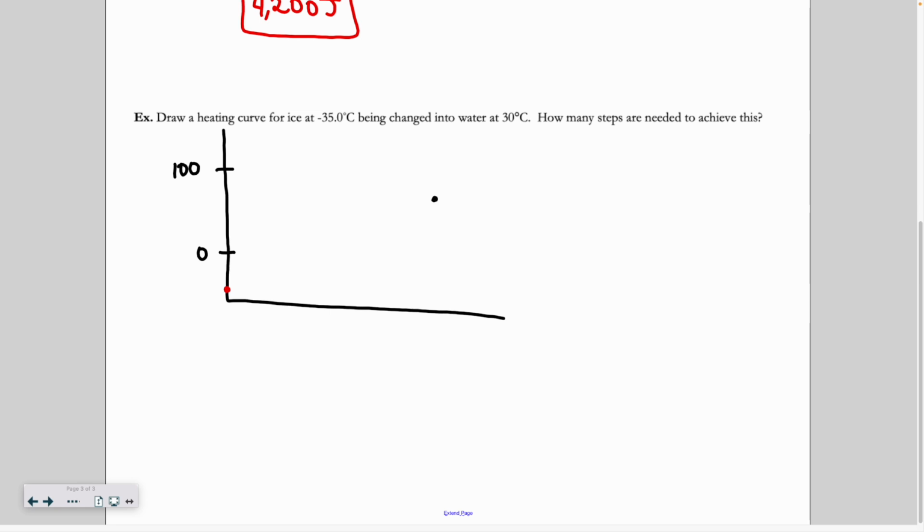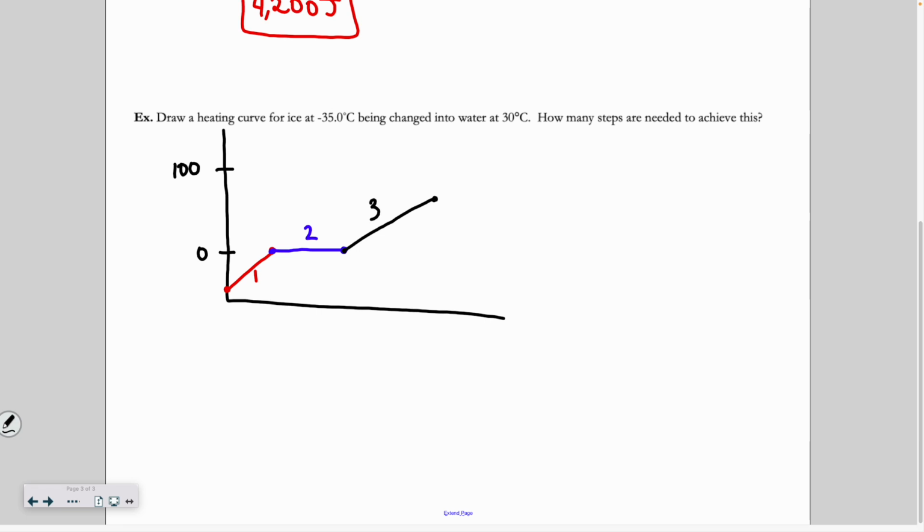So my first step, I need to go from negative 35 and get to 0. That's my first step, so that's step number 1. Then my next step, I need to go from a solid at 0 degrees Celsius to a liquid. I need to melt. So I'm going to draw it like that. So that's step 2. And then for step 3, I need to go from a liquid at 0 degrees Celsius, and I need to increase the temperature until it hits 30.